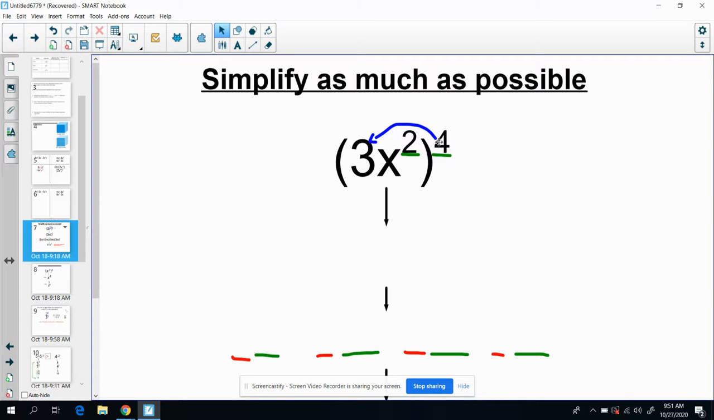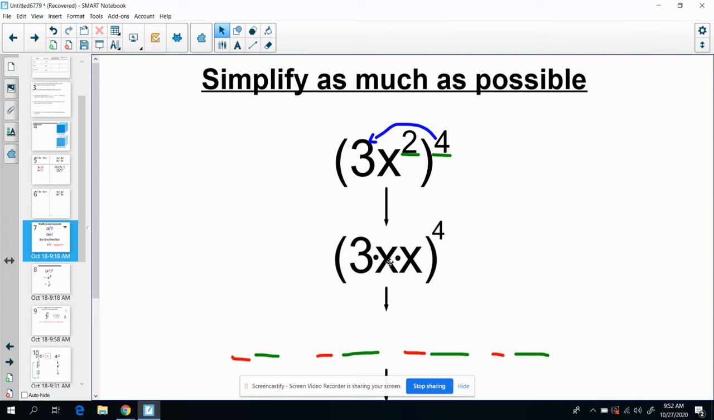Now, this can get confusing because the 2 here only goes with my base here, right? It doesn't go with the coefficient. But when it's on the outside of a parentheses, it goes to both the coefficient and the power here.